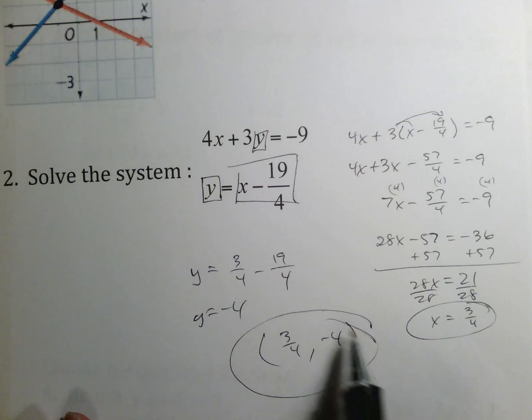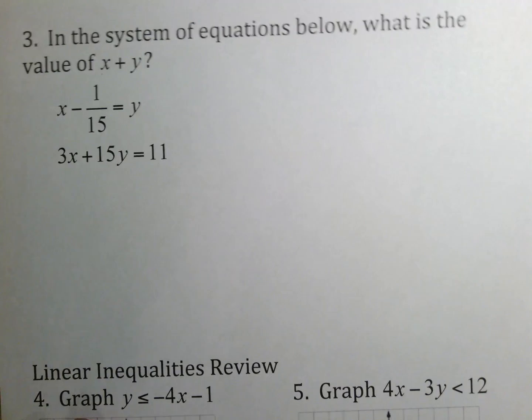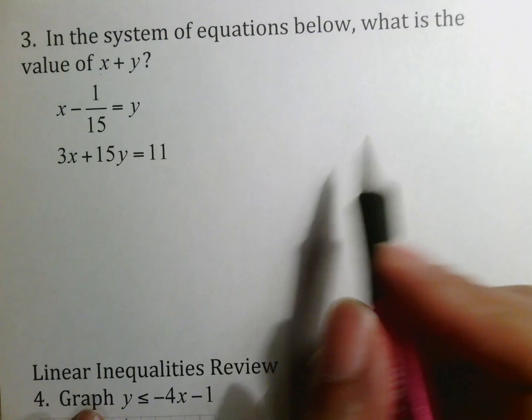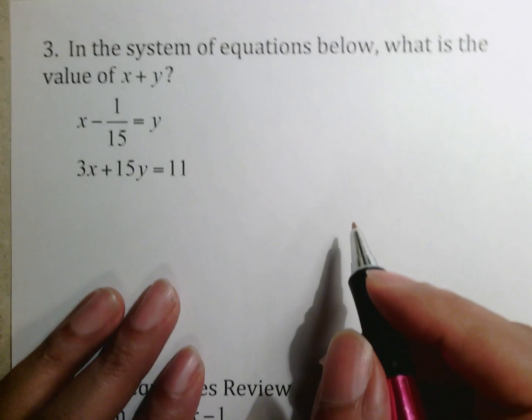Whereas question 2 wanted the solution to be solved. This is the solution because it represents the point where the two will meet. This question is simply asking for what the value of the sum is. So we have to solve it and then add them up.